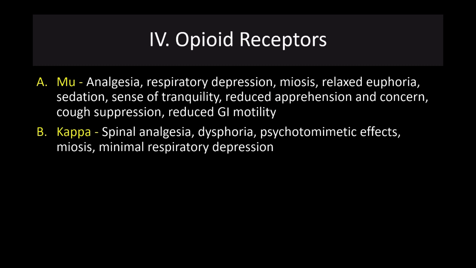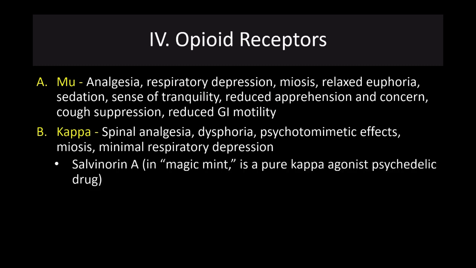The kappa receptor, this is spinal analgesia, a little dysphoria, some psychotomimetic effects, but minimal respiratory depression. So in a spinal block, that's where the spinal block drugs are going to go, toward those kappa receptors. Some drugs, such as sulfonylurea A, are pure kappa agonist psychedelic drugs.